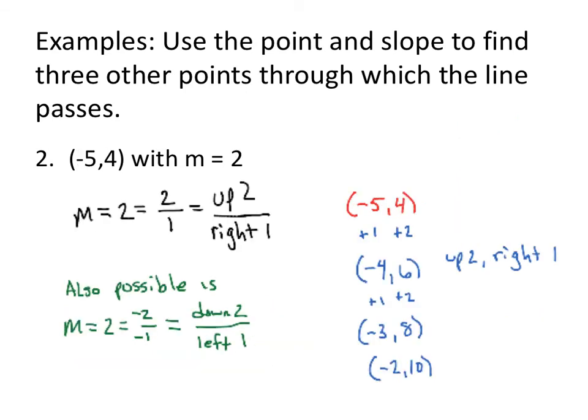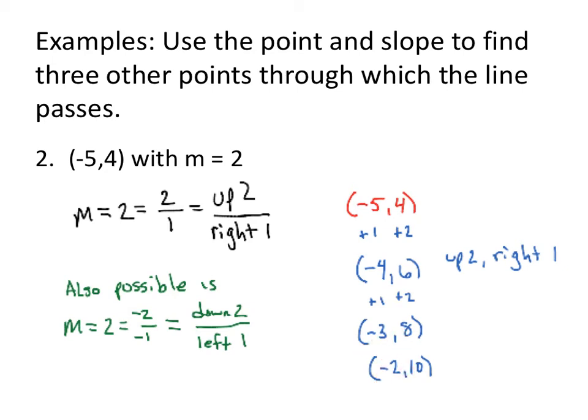Let's try it again. When the slope is 2, 2 is the same as 2 over 1. So I'm going to go up 2, or add 2 to y. I'm going to go right 1, which is adding 1 to x. You could also use a double negative. So starting with the point negative 5, 4 is given to us. I'm going to add 1 to x, add 2 to y. I have negative 4, 6. Add 1 to x, add 2 to y. Add 1 to x, add 2 to y.